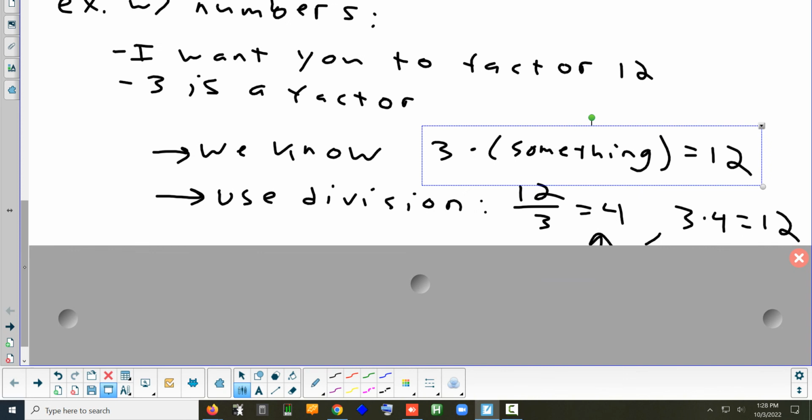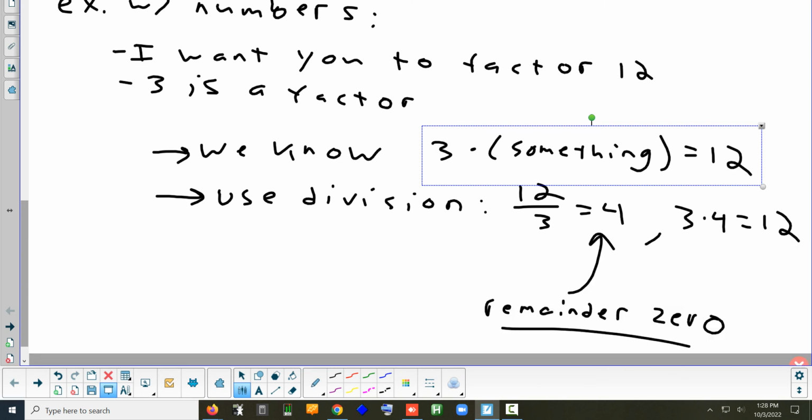Now, when we divided 12 by 3, what was the remainder? 4 was the quotient. What's the remainder when you divide 12 by 3? 0. That's very important. If I'm telling you that something is a factor of something else, that means you can do division and get a remainder of 0. Remainder of 0 means it goes into whatever you're dividing evenly.